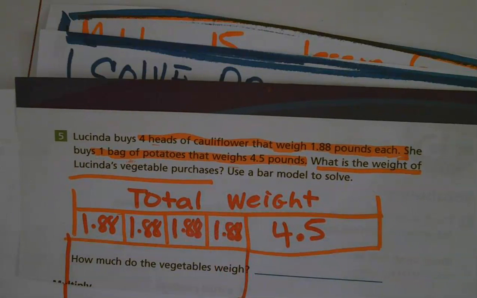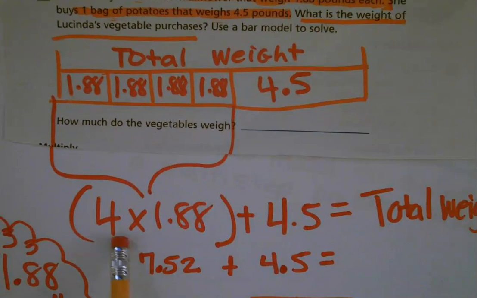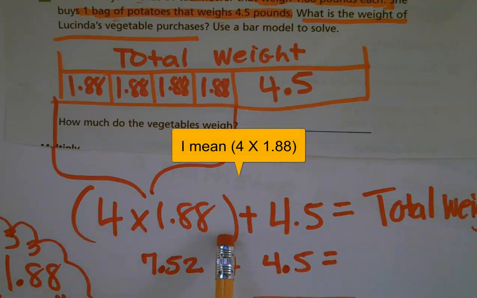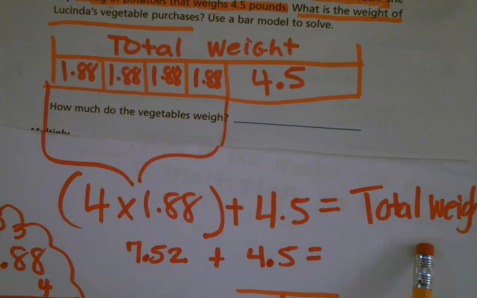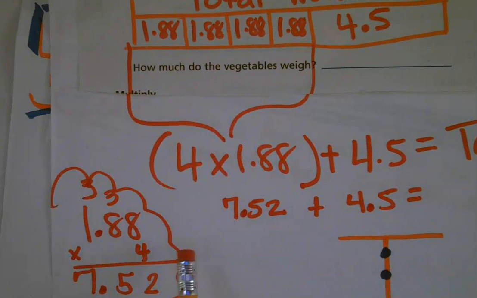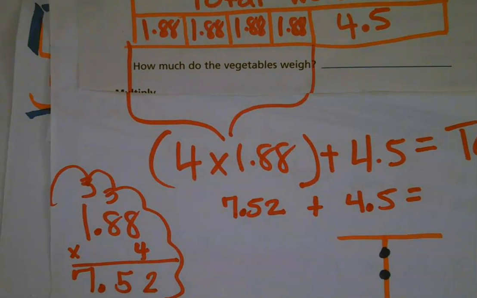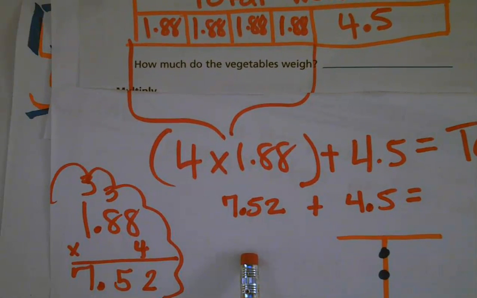I could add them all up, or I could use multiplication. Since this 1.88 is the same 4 times, I can write that using a multiplication fact, 4 times 1.88. Then add the potatoes, and that's going to give me my total weight. All right, so I went ahead and multiplied that 4 times the 1.88 pounds, and I got 7.52, or 7 and 52/100ths of a pound. And so after I've multiplied that, I'm going to rewrite it and then add my 4.5.